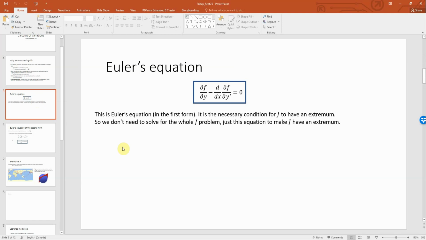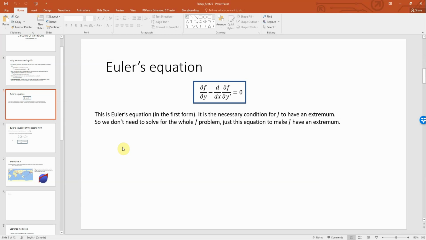To remind you, in order to have this functional J have an extremum, we end up with Euler's equation. That is the partial derivative of f with respect to y, our dependent variable, minus the full derivative with respect to our independent variable of the partial derivative of f with respect to y prime, the first derivative of our dependent variable, and that equals 0. So this is Euler's equation in the first form. This is a necessary condition for J, this functional, to have an extremum.